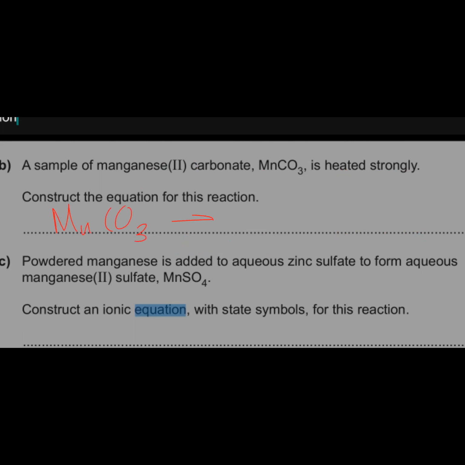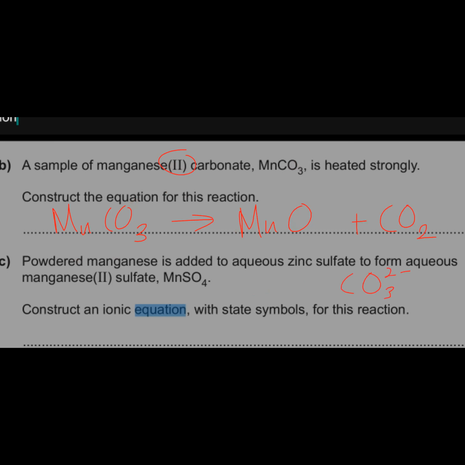MnCO3 becomes what? It is not becoming manganese, children. It becomes manganese oxide because it cannot form anything else, and then carbon dioxide. This should work the same way as calcium carbonate. Why? Because this is also a 2+ ion, just like calcium. Calcium is also a 2+ ion, right? Here manganese is also 2+, so there's no issue. The equation is just as it is, the same thing as calcium carbonate. The carbonate is also a 2- ion.